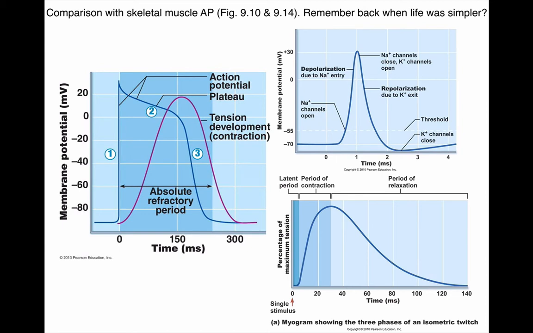So I guess the take-home message from this is that there are some of the same attributes, for example, sodium channels and potassium channels, but the addition of the calcium channels makes this distinctive profile of an action potential in cardiac muscle cells.